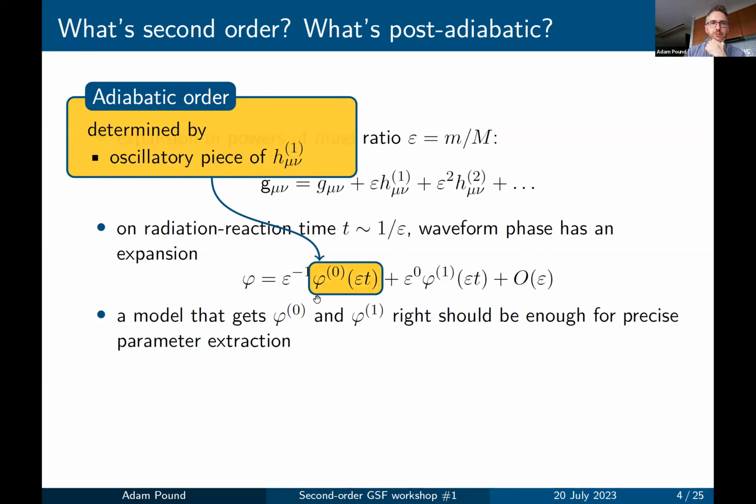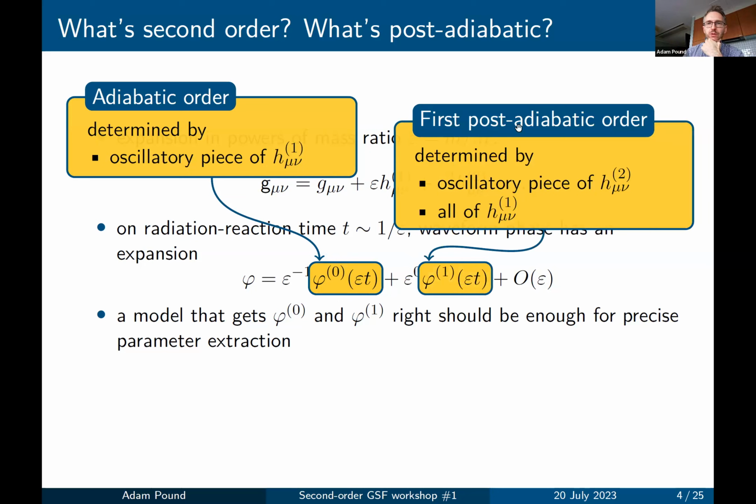Okay, so this first term is called adiabatic order, kind of for historical reasons. This is often described as coming from the dissipative part or some averaged dissipative part of the first order self-force. But just to relate it to this expansion here, I'll just say it's coming from the oscillatory piece of H1, or the radiative piece of H1. So to get this leading order phase evolution, you don't need all of the first order metric perturbation, you need just a specific piece of it.